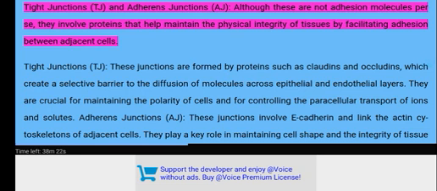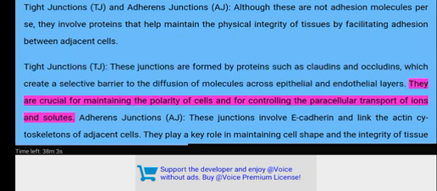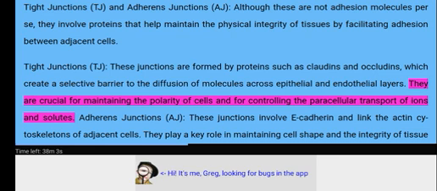Tight junctions, TJ, and adherens junctions, AJ. Although these are not adhesion molecules per se, they involve proteins that help maintain the physical integrity of tissues by facilitating adhesion between adjacent cells. Tight junctions: these junctions are formed by proteins such as claudins and occludins, which create a selective barrier to the diffusion of molecules across epithelial and endothelial layers. They are crucial for maintaining the polarity of cells and for controlling the paracellular transport of ions and solutes.